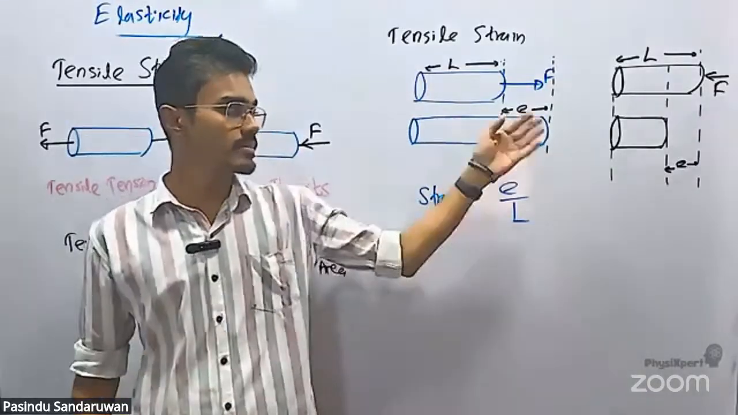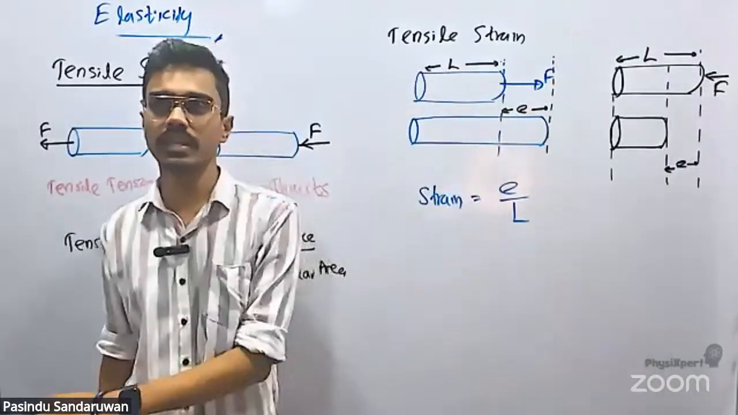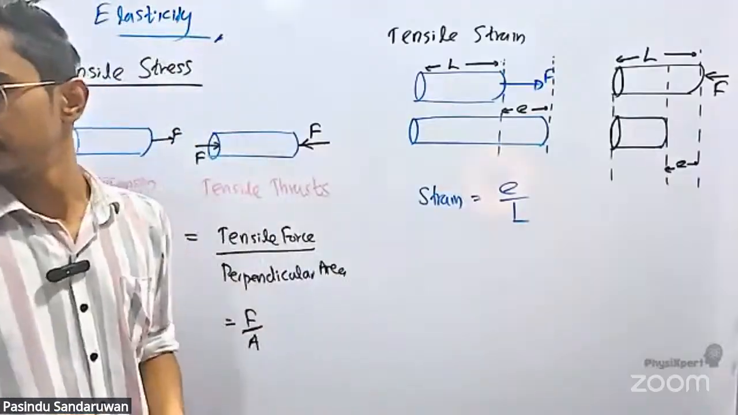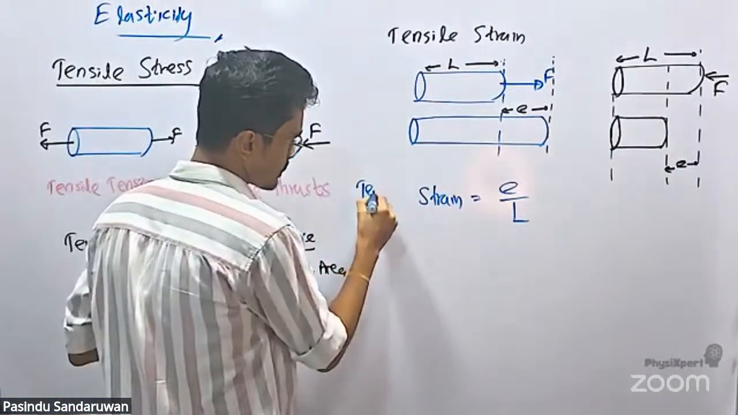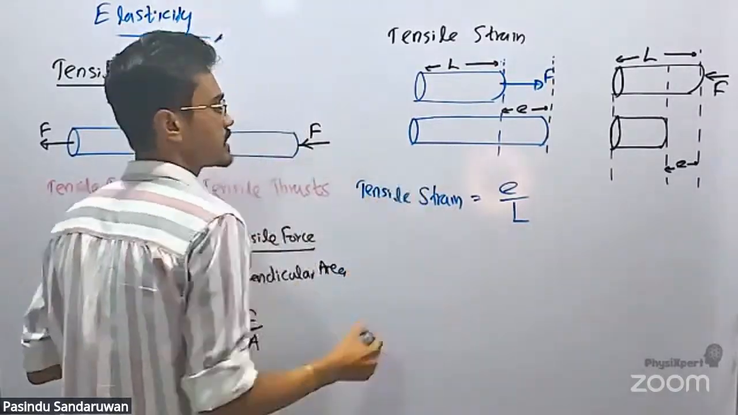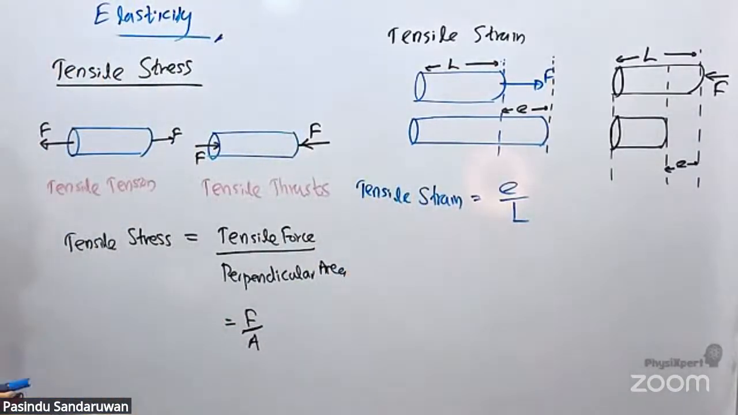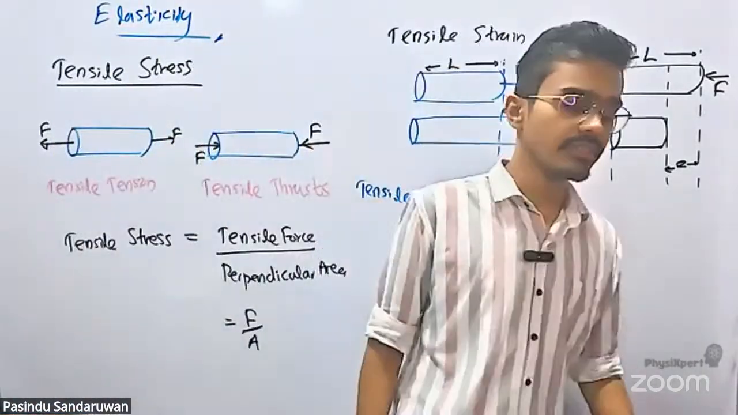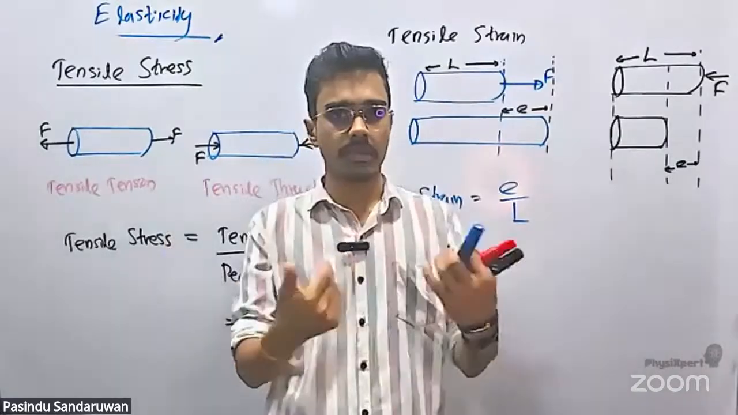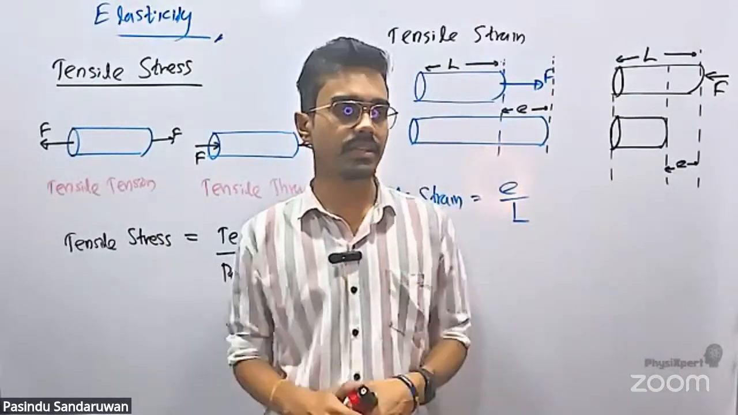Take down both of them and write strain equals E over L. Strain in the sense of tensile strain, sorry. Tensile strain equals E over L. The word tensile refers to parallel to length.